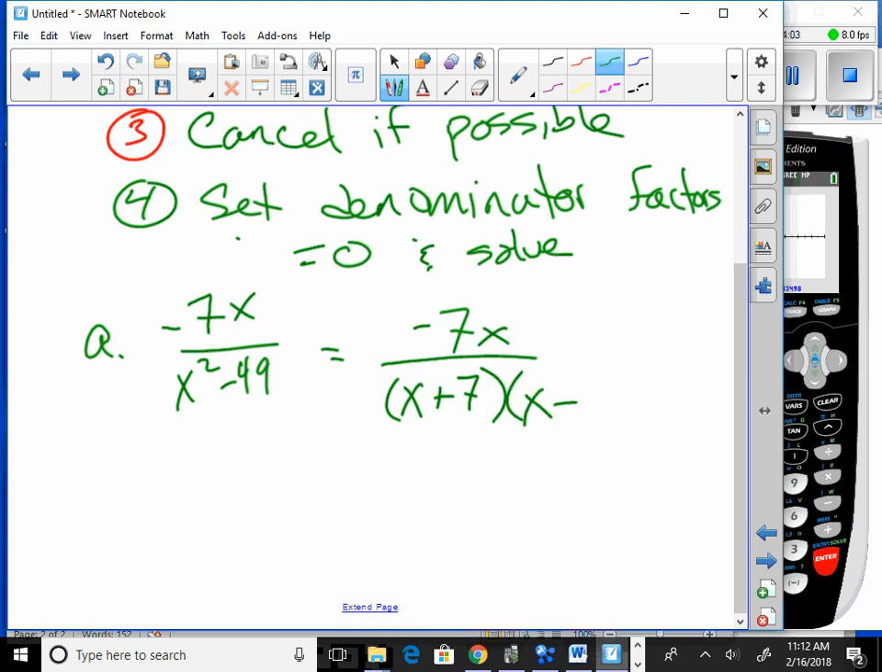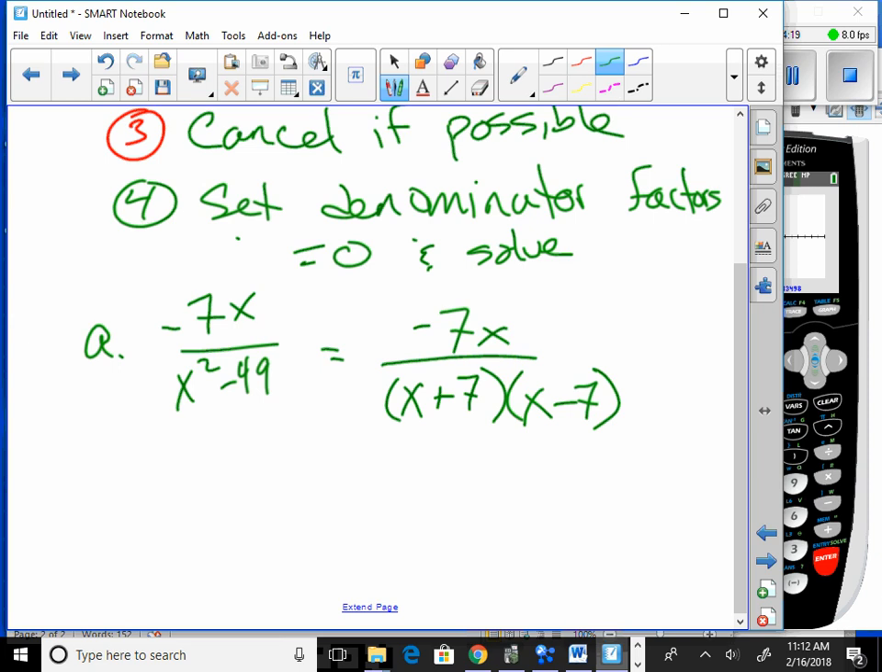Good, x plus 7, x minus 7. Now, when I go into the step that says cancel if possible, I can't cancel because negative 7x is different than x minus 7. One's being multiplied, the other one's being subtracted. So even though they have the same stuff there, they're not the same.